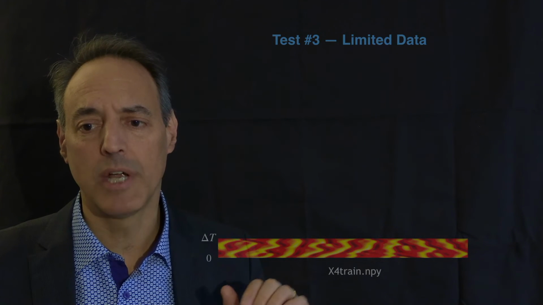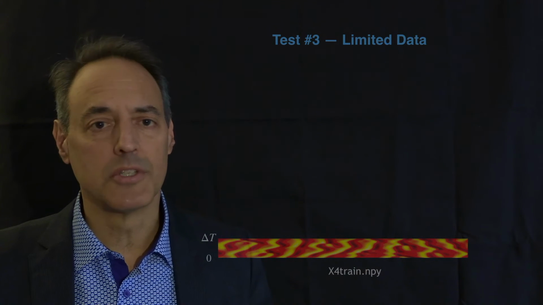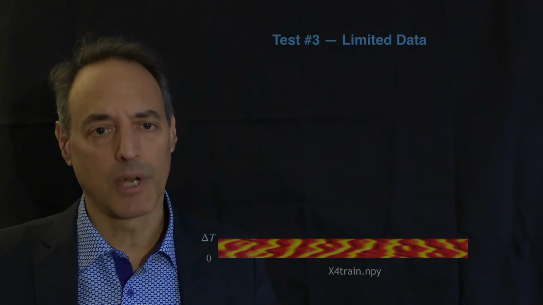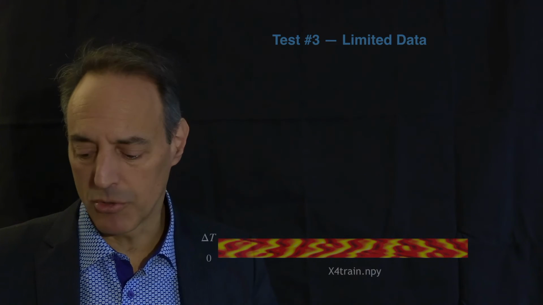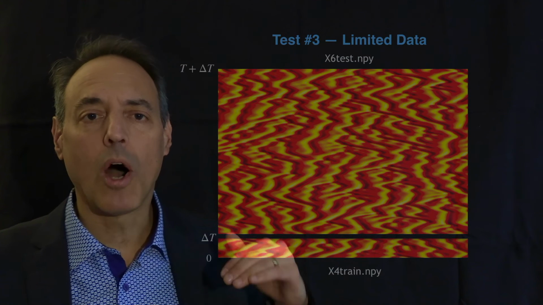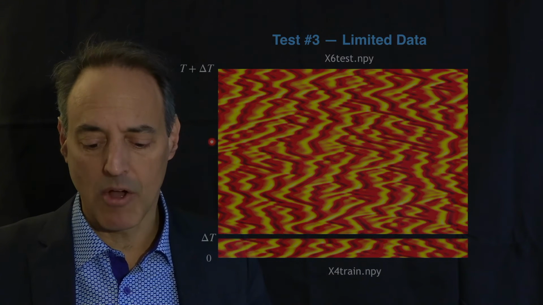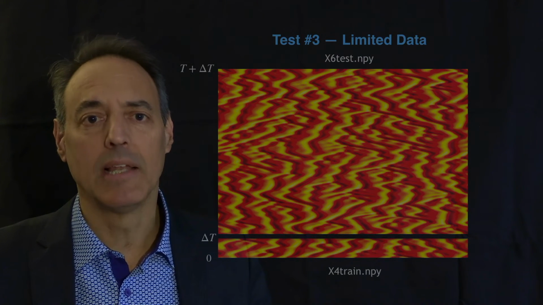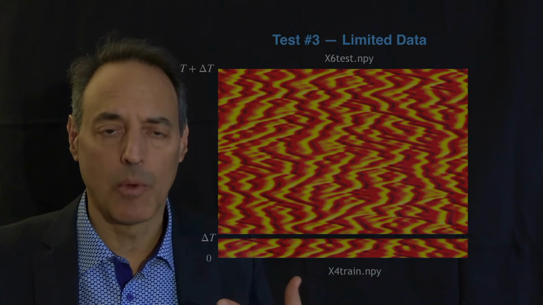This is called X4 train. And so now your goal is the same as before. Produce a forecast for me. Tell me what the future of this is. In other words, build a model and walk it out 1,000 steps into the future, and let's see how well you did. Let's see how well this happens.